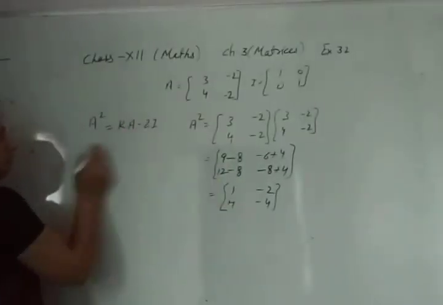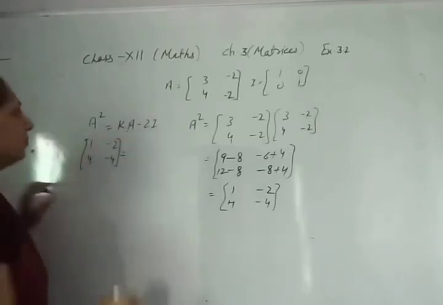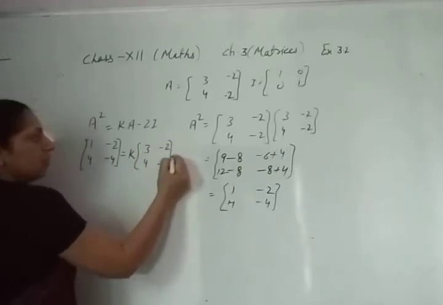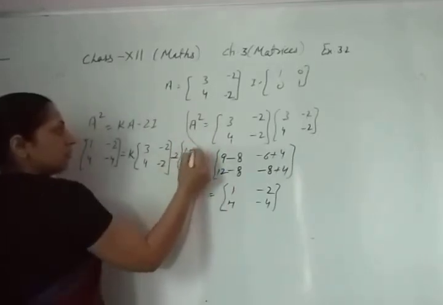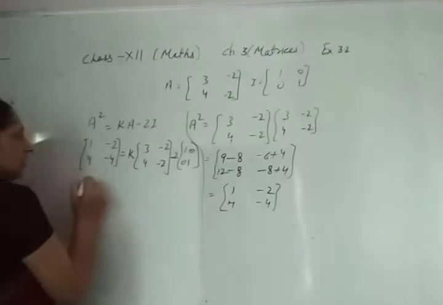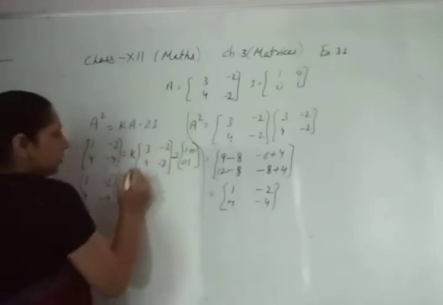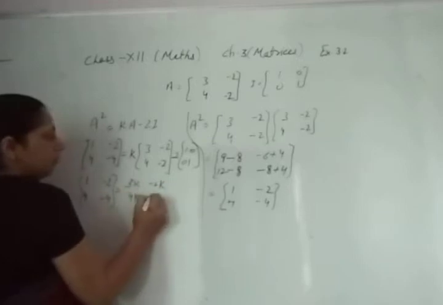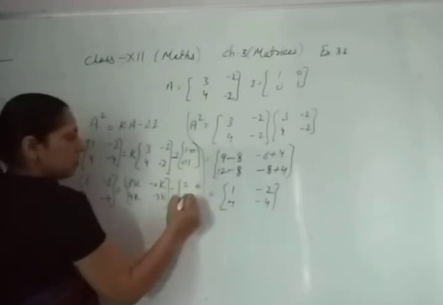Now put this value in this one. [1, 4; -2, -4] is equal to kA, it means k into A, [3, 4; -2, -2], minus 2I, that is [1, 0; 0, 1]. Now solve this. [1, 4; -2, -4] is equal to [3k, 4k; -2k, -2k] minus 2I, so it's [2, 0; 0, 2].